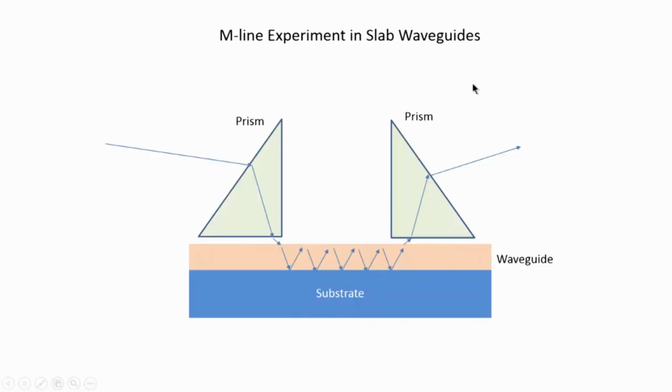So, in a laboratory there is another very simple and useful technique called the M-line experiment to assess the properties of the integrated optical waveguides. This is more particularly useful for characterizing the fabrication process. So, an important requirement in the development of the photonic integrated circuit is the fabrication measurements.